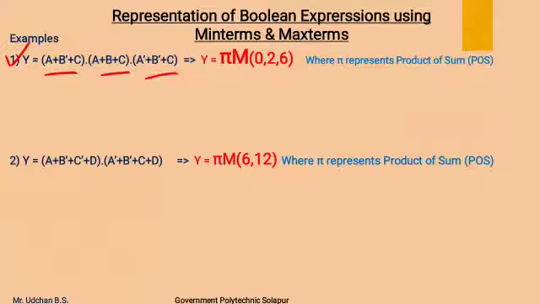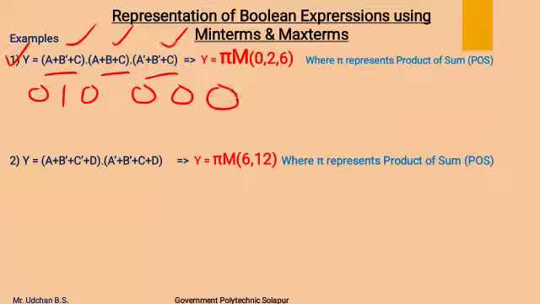So in the first equation there are three sum terms. I will write the binary values for all those first of all. So for this sum term I can write A 0, B bar 1, C 0. Here I have written 0 for normal variable and 1 for complemented variable. For this term I can write A 0, B 0, C 0. For this term I can write A bar 1, B bar 1, C 0.